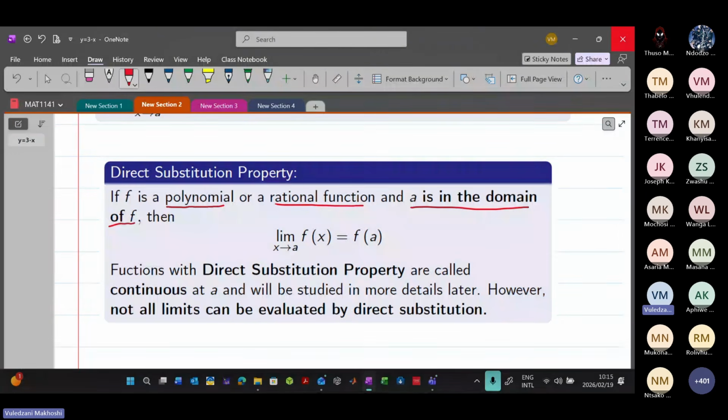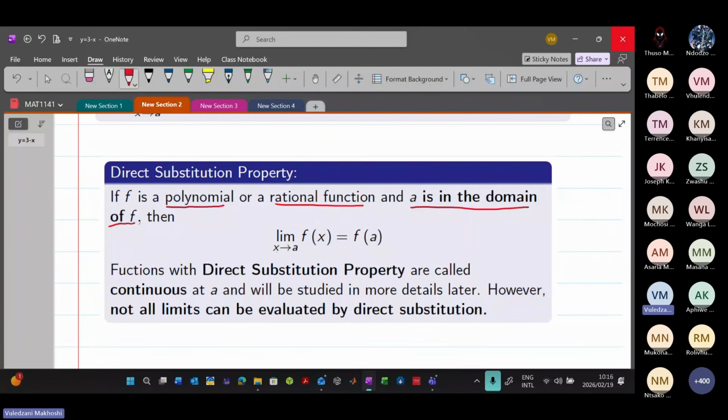That's very important. That's the thing that we check, because you check whether f of x is a polynomial or a rational function. If it is, then you check whether a is in the domain of the function. If that is the case, then to evaluate the limit, you just take the number, replace x with it, and you will get the result. But don't forget that when we evaluate the limit, we are not interested in what happens when x equals a. We are interested in what happens to our output when x is very close to a.